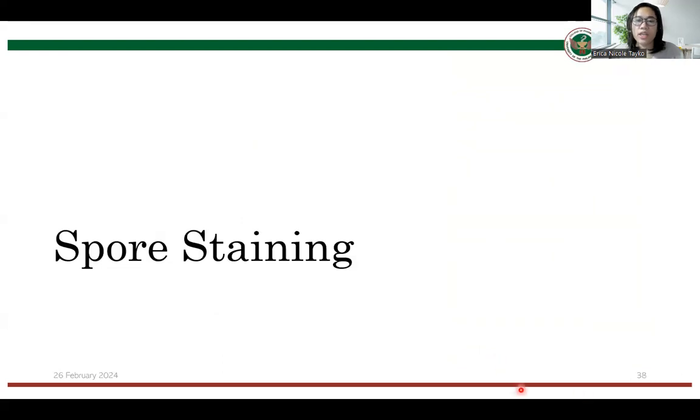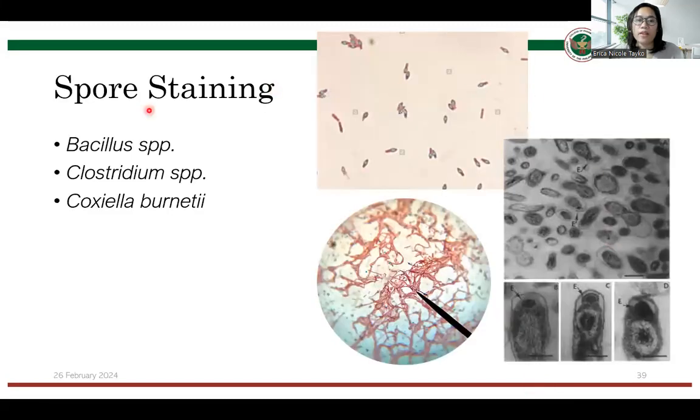Next, we have your spore staining. So spore staining is one of our miscellaneous staining techniques wherein we try to look at or observe with emphasis yung mga spores. So again, not all bacteria are spore-forming bacteria. So there are only some types of bacteria or some species of bacteria that are able to formulate spores. And so the examples are your Bacillus species, Clostridium species, and Coxiella burnetii.